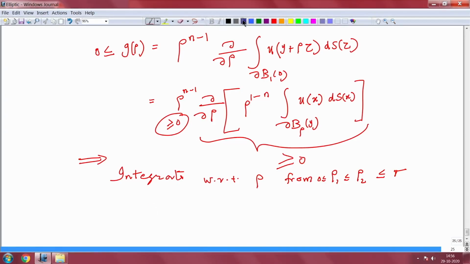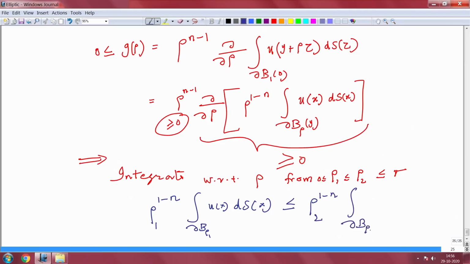So let me use a different color. You will get rho 1 power 1 minus n, integral over ∂B rho 1 of y, u of x dS of x, integrated from rho 1 to rho 2, is less than or equal to rho 2 power 1 minus n integral over ∂B rho 2. I am not doing anything special, just integrating with respect to rho and applying the limits, you see. So you have this inequality.